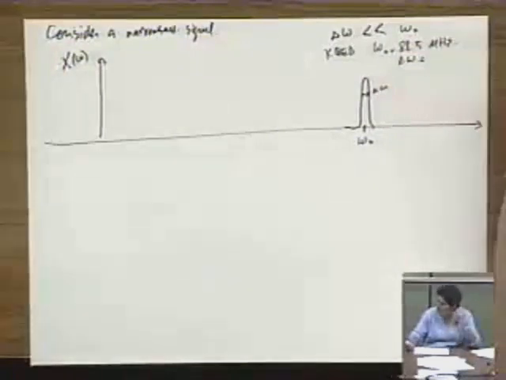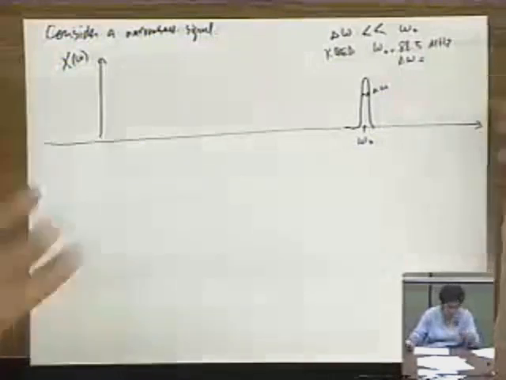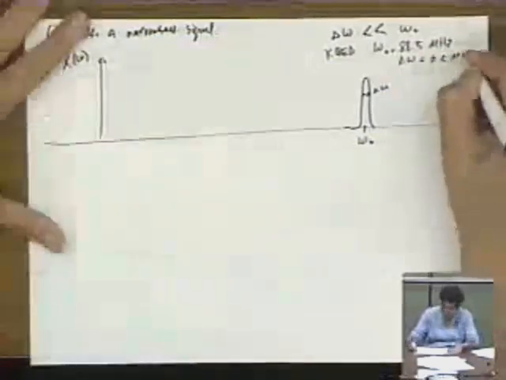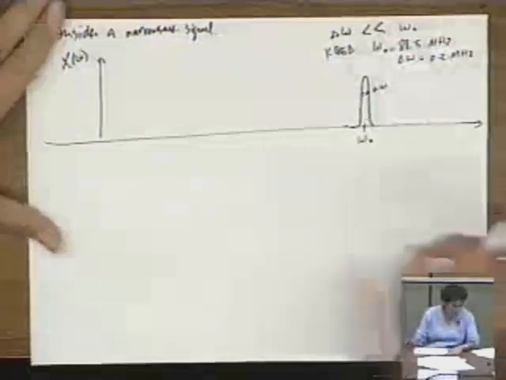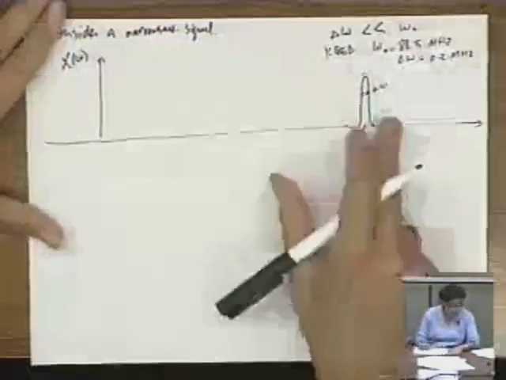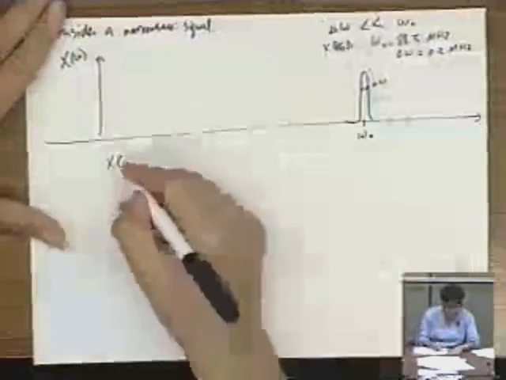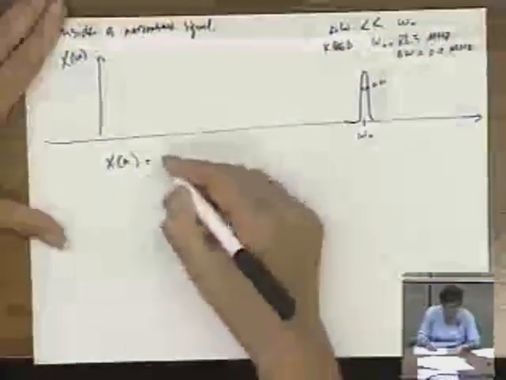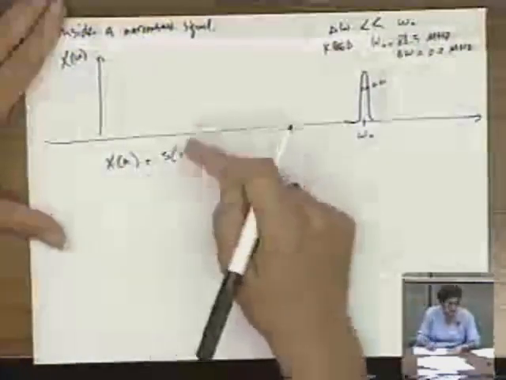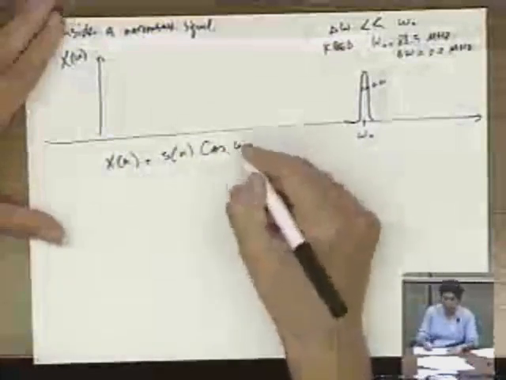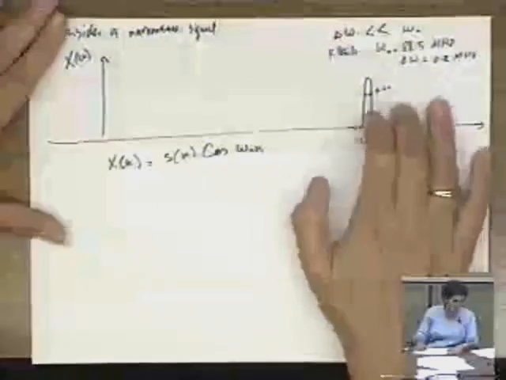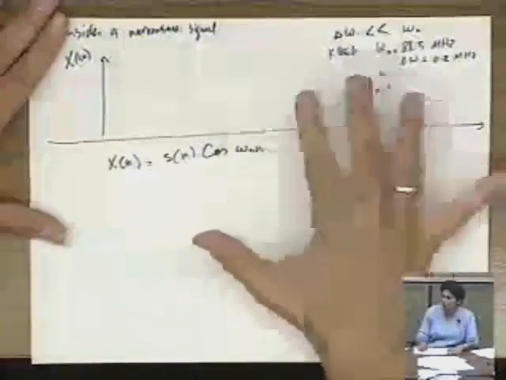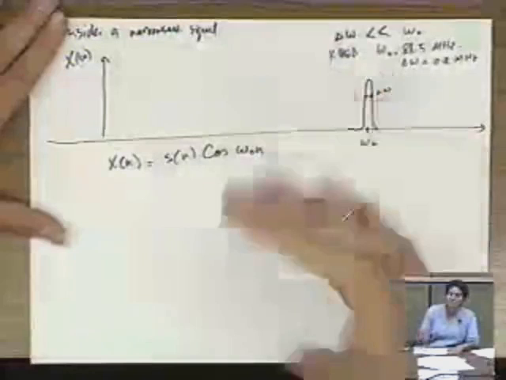And delta omega is what? What's the spacing between the FM channels? Let's say 200 kilohertz or so. So it'll be 0.2 megahertz. So this number is much smaller than that. Okay. So what would be an example? How could I write this thing? Well, I can write an expression for x of n as s of n, which is the signal that carries the information, times cosine omega naught n. So the cosine omega naught n is just modulating it to this high frequency.